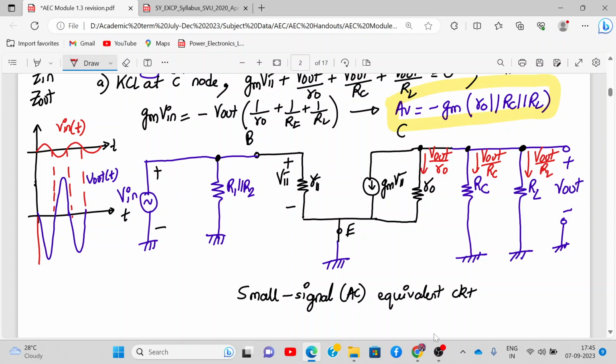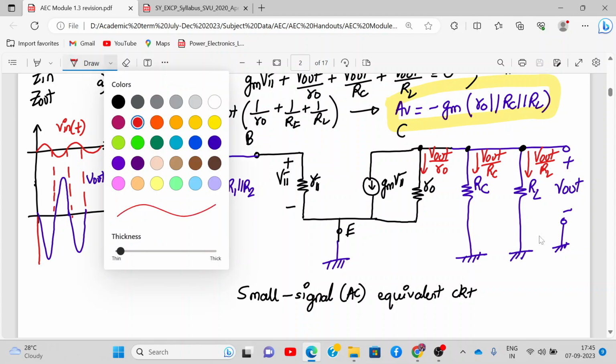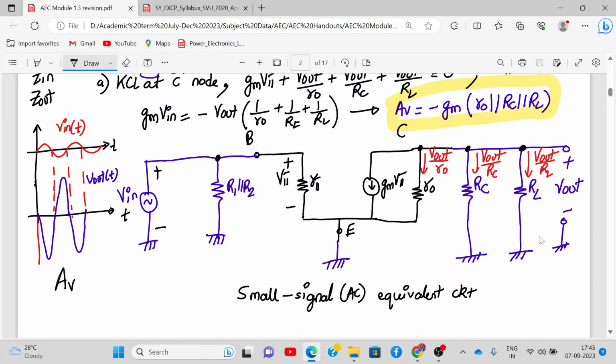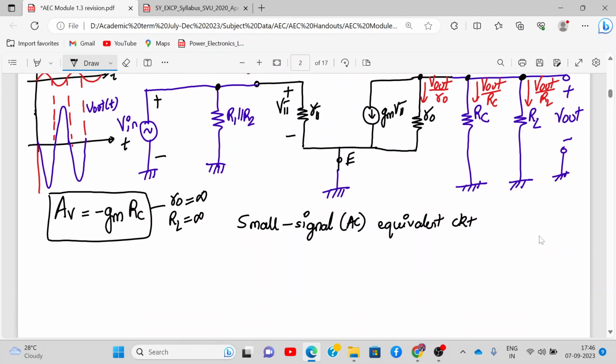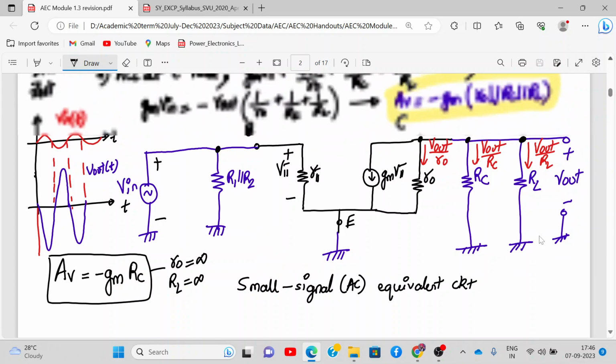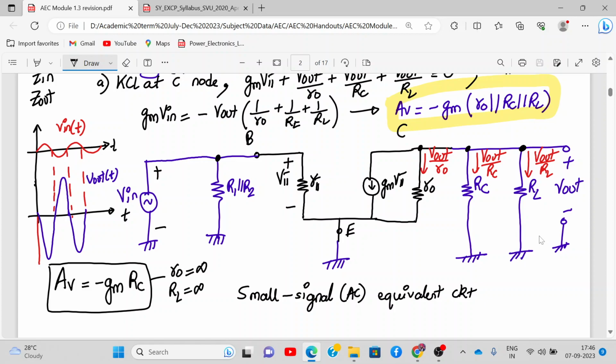Okay? Are you understanding? Now this formula can generally be shortened. It can be written as Gm into RC, that's it. When can we write that? This is when RO is infinite and RL is not given, so RL is also infinite. So this can be simplified to just one thing, minus Gm RC. Is this okay? Is this clear to you?